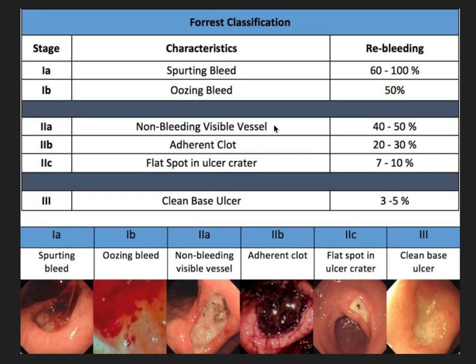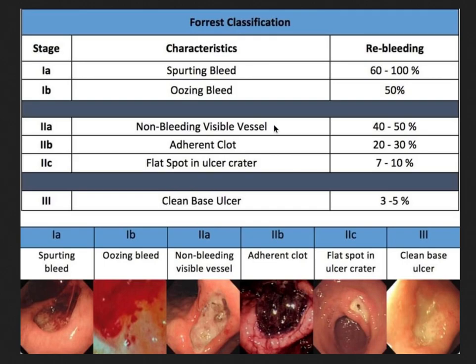2C is a flat pigmented spot. Now we're in lower risk territory: a flat pigmented spot, usually dark or hematin stained, without active bleeding. Rebleeding risk is much lower, around 7 to 10%. Endoscopic therapy isn't always needed here, but aggressive PPI therapy is crucial. If the patient is stable, you can usually manage medically unless other risk factors exist, like anticoagulation or prior bleeds.